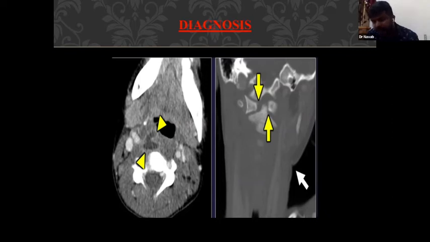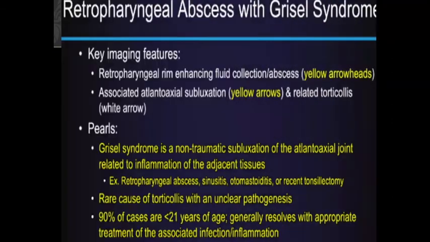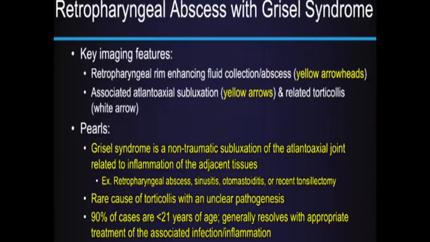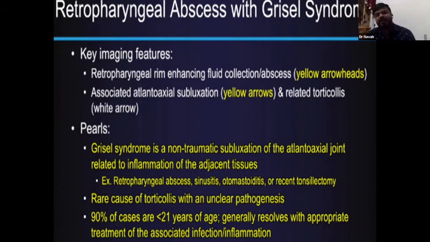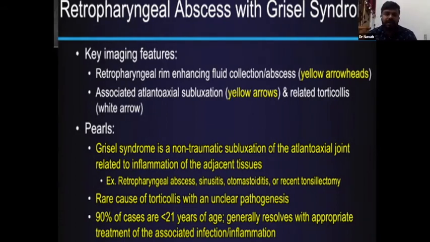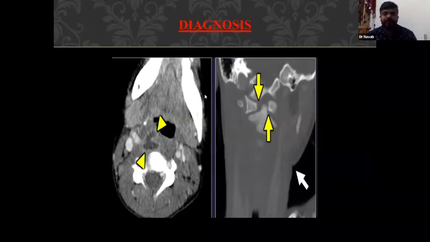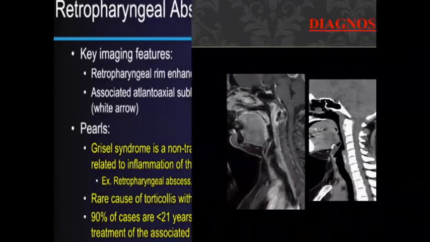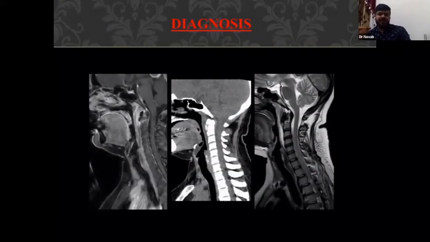So what is the diagnosis? It's a retropharyngeal abscess with Grisel syndrome, right? Okay. This associated atlantoaxial subluxation you can also see, right? Here with the torticollis. Okay. So, what is this case?